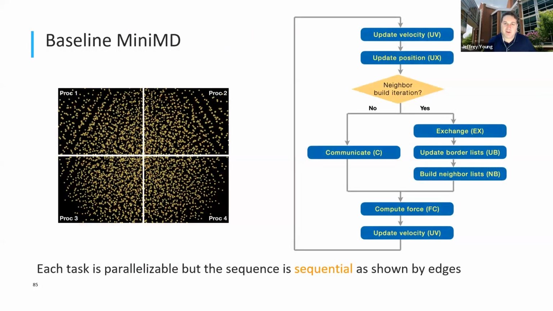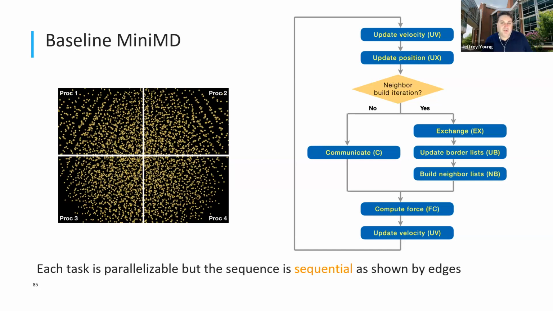Okay, so now that we have a high-level view of what MiniMD looks like, we can look at the algorithmic structure. On the left-hand side, of course, we have our image with 4 processes. On the right-hand side, we have the algorithmic view, where it is updating the velocity of the particles, updating the position, and then it is basically saying, okay, do I need to go through and update my neighbor build, or do I just exchange data about things that are within the ghost region between MPI processes?